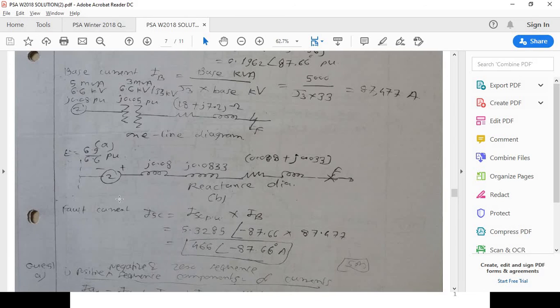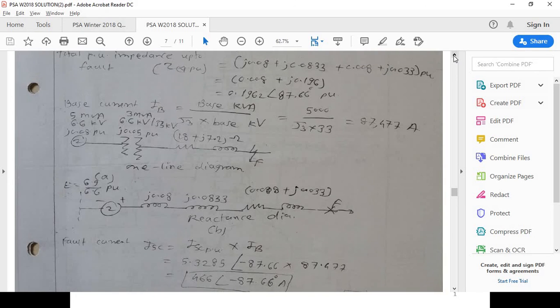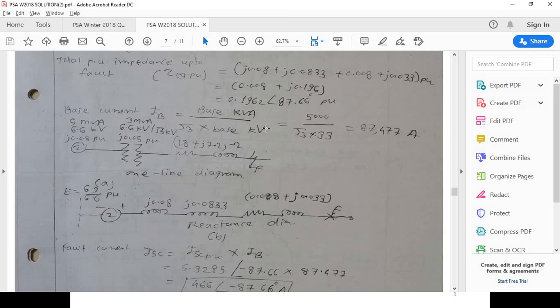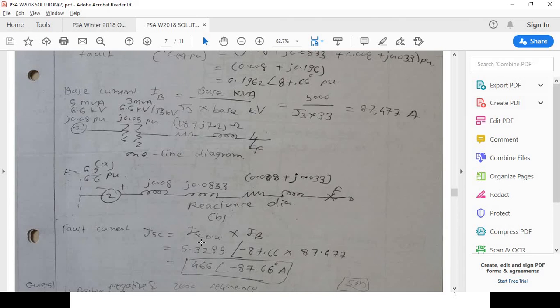So fault current ISC is equal to ISC per unit. What is the ISC per unit actually? Fault voltage divided by fault impedance. So you will get the voltage divided by fault impedance, that is, the short circuit current per unit. It will be equal to 5.3285 at an angle of minus 87.66.